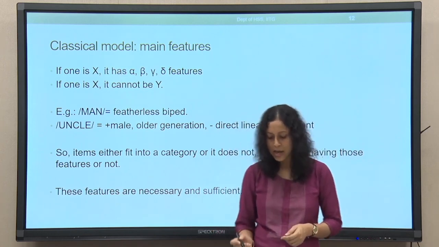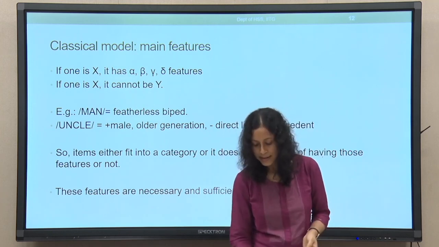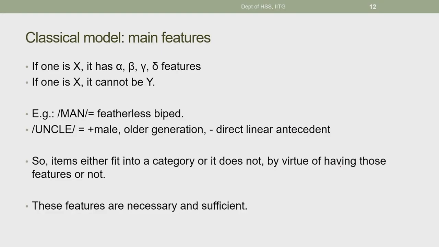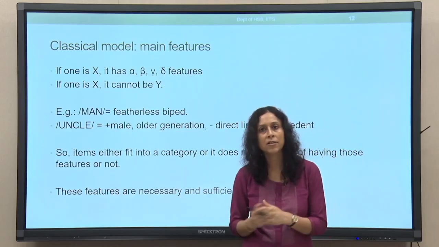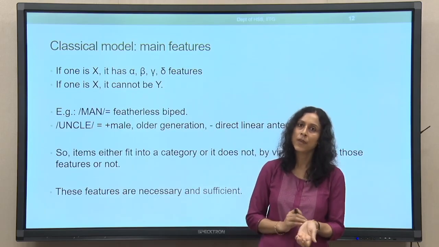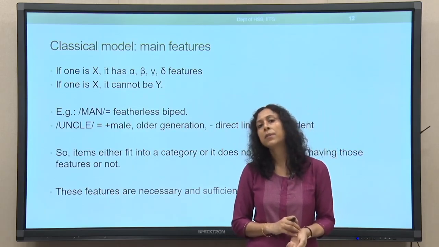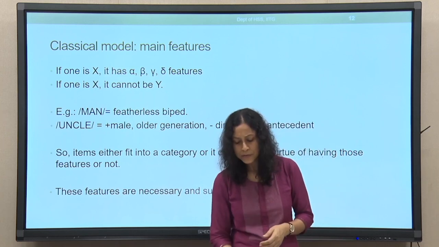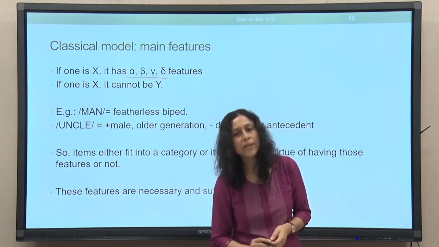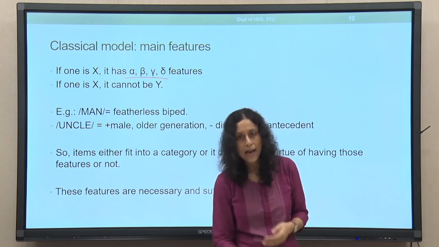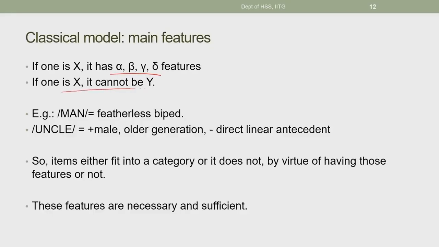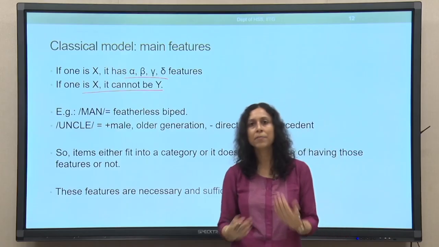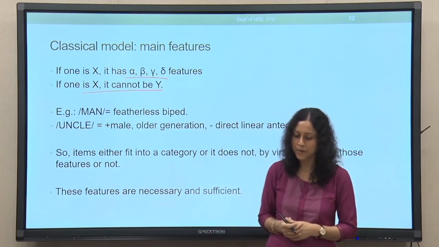So, it is something like this. If something is x, it has alpha, beta, gamma and delta features. If an entity is a chair, it will have a certain arrangement of surfaces, it will have legs to support it, and the purpose of the chair is for humans to sit on, and so on. So, this is what we mean by a category having features. Every category has features, and the next automatic step is, if one is x, it cannot be y, because if an entity is a chair, it cannot be a table, as simple as that. This was almost taken for granted.